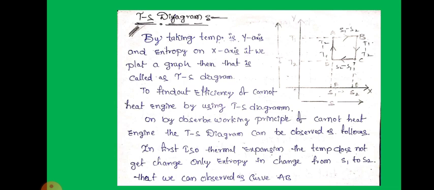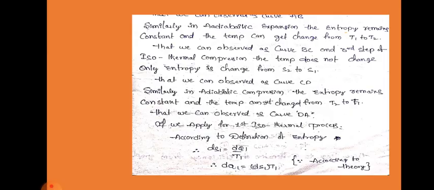And the third step, isothermal compression: the temperature does not change, only entropy changes from S2 to S1, so that we can observe it as curve CD. Similarly, in adiabatic compression the entropy remains constant and the temperature changes from T2 to T1, so that we can observe it as curve DA.